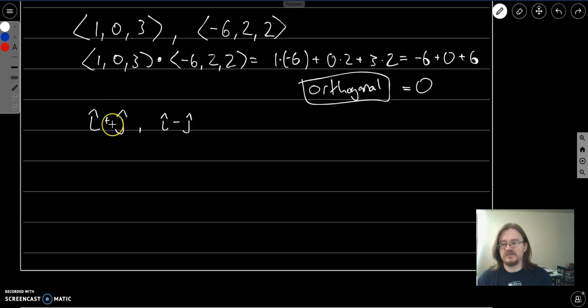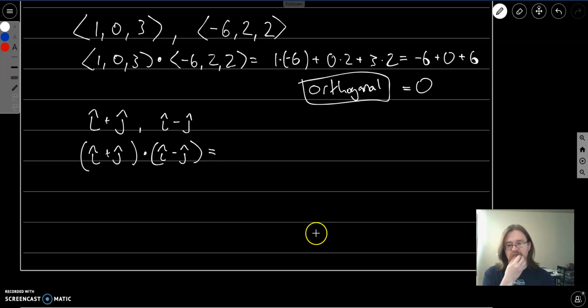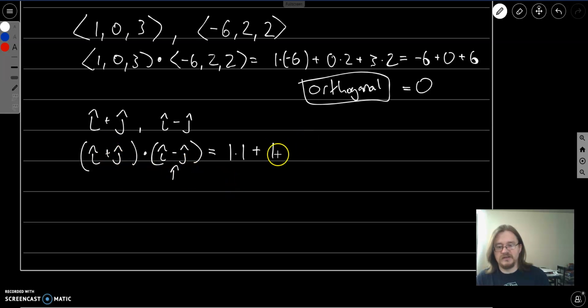So to take this dot product, we're going to take the x coordinates of these guys times the x coordinates of these guys, and the y coordinates times the y coordinates, and add them all up. So the x coordinates in both of these are going to be 1, so we get 1 times 1. And then the y coordinates, this is 1, but this is negative 1. So 1 times 1 is 1. 1 times negative 1 is negative 1. And 1 minus 1 is 0. So these guys are orthogonal as well.